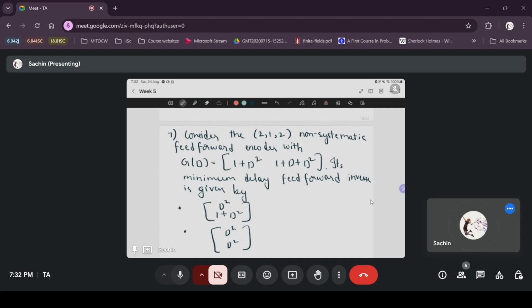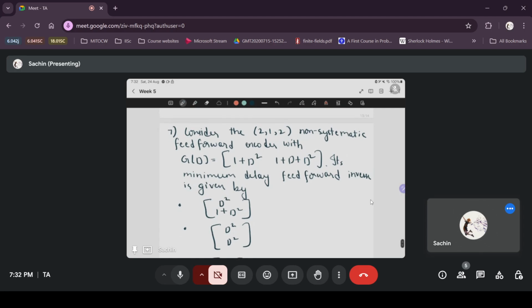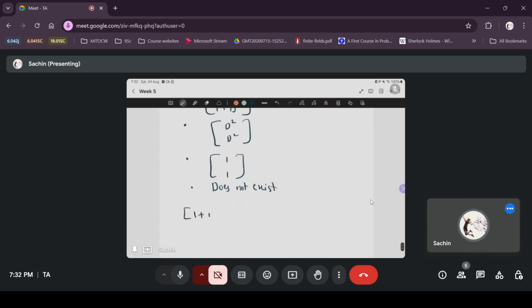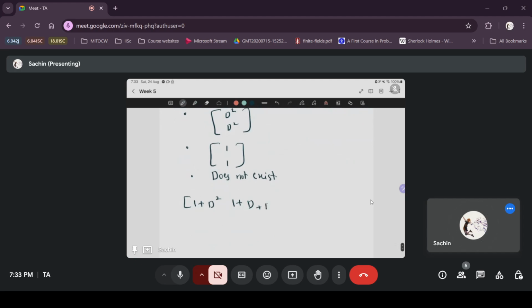So one thing you can notice directly is 1 plus D square plus 1 plus D square is D, which is a power of D. So if you multiply 1 plus D square and 1 plus D square by 1 1, you will get 1 plus D square plus 1 plus D square. So it's mod 2, so these will cancel. So you'll get D, which is a power of D. So 1 1 is an inverse.